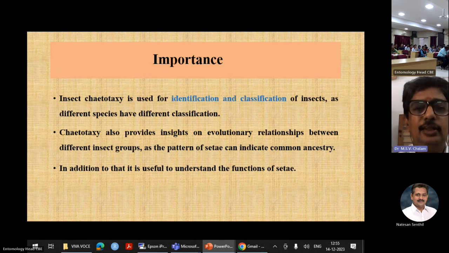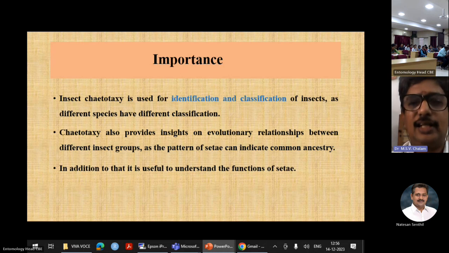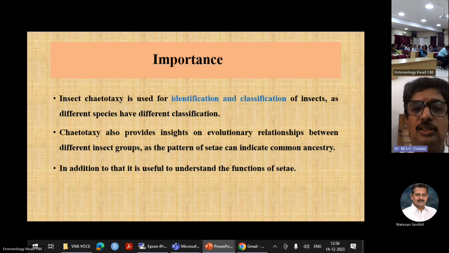Generally, insect chaetotaxy is useful for the identification as well as classification of insects, and chaetotaxy also provides insights on the evolutionary relationship between different groups of insects, because the pattern of the seta can indicate a common ancestry. Therefore, an in-depth study of chaetotaxy can solve even certain phylogenetic problems. Next one, please.